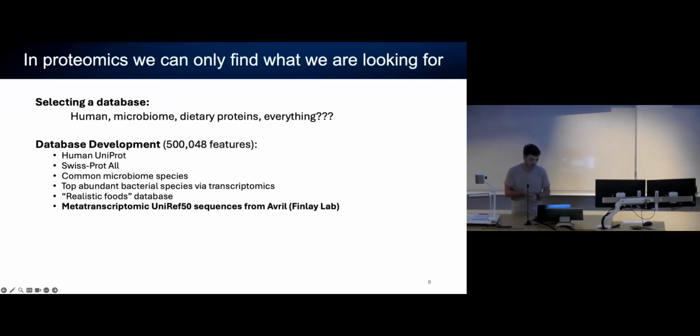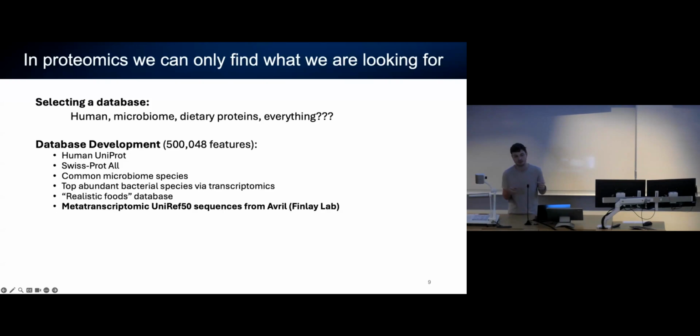So for the data that I'm showing today, basically we took human proteins. SwissProt is basically this large combination of all different model organisms that are in this curated, well-annotated database. We took common microbial species from the human gut, from healthy people, from previous literature, as well as information on the proteomes from the most abundant bacterial species based on transcriptomics of the same samples, as well as some realistic foods. And then highlighted at the bottom, that I'll get to in another slide, is some metatranscriptomic sequences from Avril at the Finley lab on the same sample.